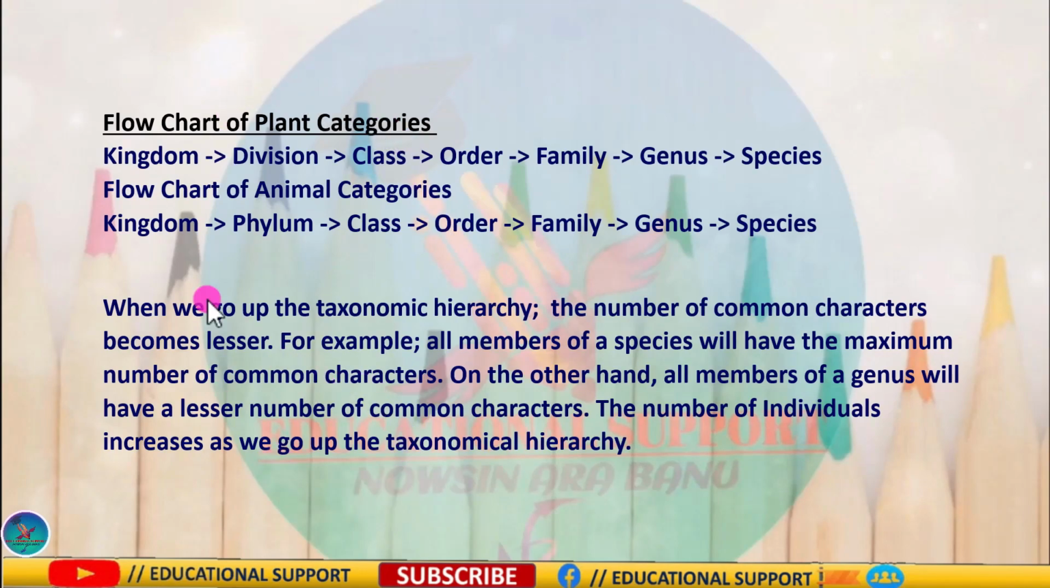When we go up the taxonomic hierarchy, the number of common characters becomes lesser and lesser. For example, all members of a species will have the maximum number of common characters. On the other hand, all members of a genus will have a lesser number of common characters. So the number of individuals increases as we go up the taxonomic hierarchy.